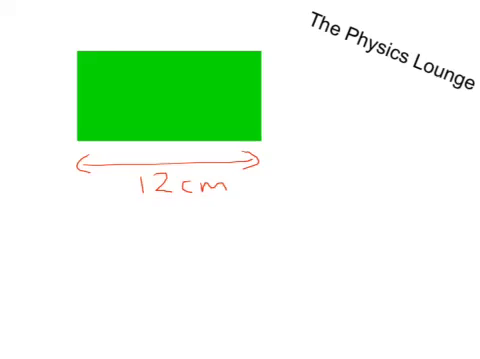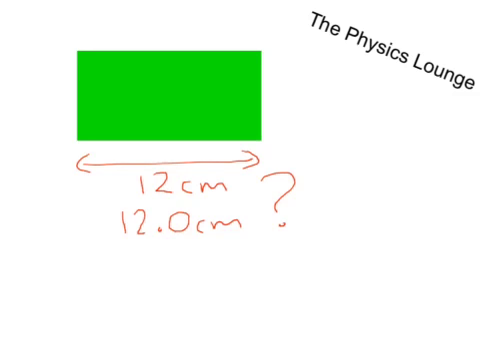How long is the side of this green rectangle? 12 centimetres. What if we write it 12.0 centimetres? Is there any difference? The answer is yes. It's an important difference, particularly if you are an engineer and you're building something that needs to fit very precisely together. Otherwise you could end up with gaps.